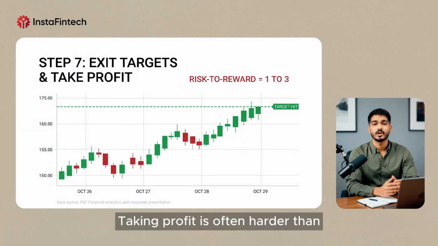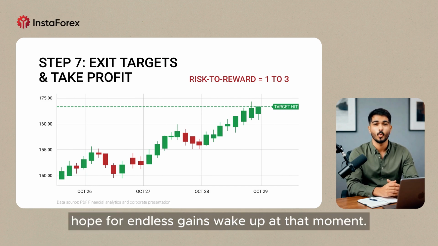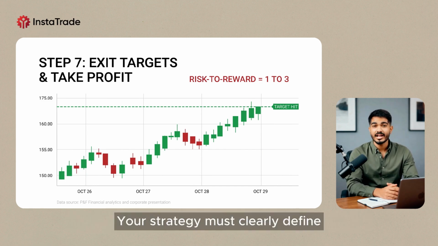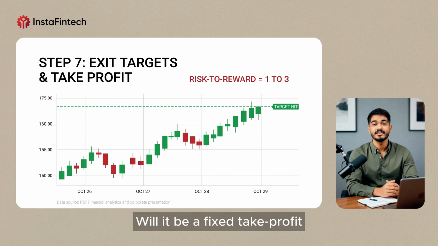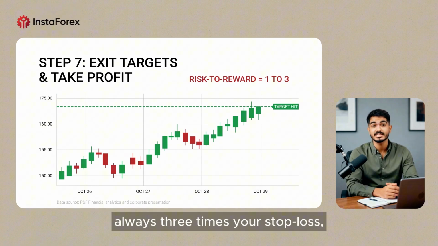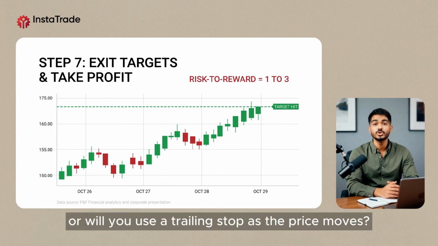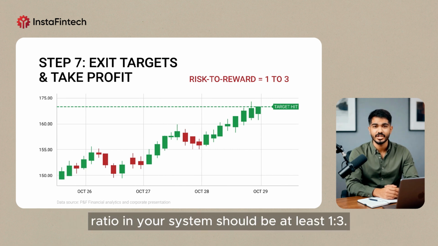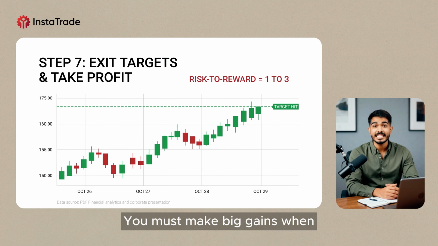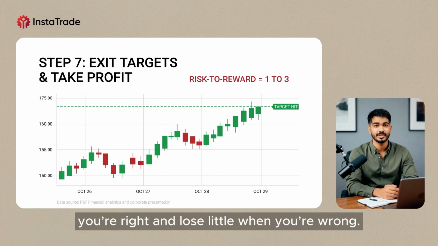Step 7 is about exit rules or profit taking. Taking profit is often harder than taking a loss because greed and hope for endless gains wake up at that moment. Your strategy must clearly define where you will exit the market. Will it be a fixed take profit always 3 times your stop loss, or will you use a trailing stop as the price moves? Whatever you choose, the average risk-to-reward ratio in your system should be at least 1 to 3. You must make big gains when you're right and lose little when you're wrong.